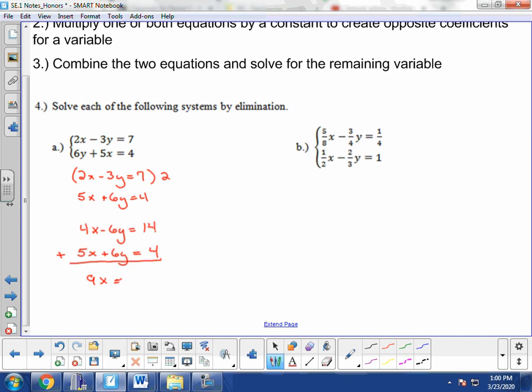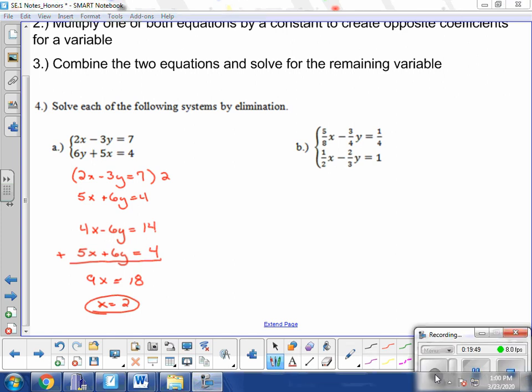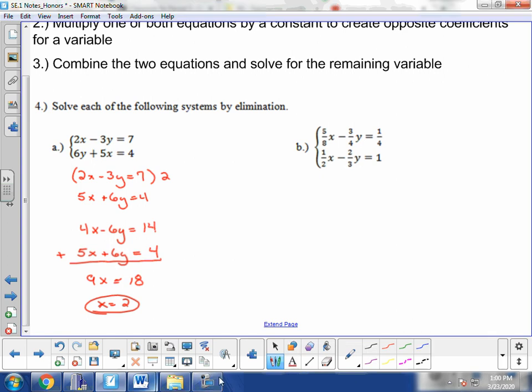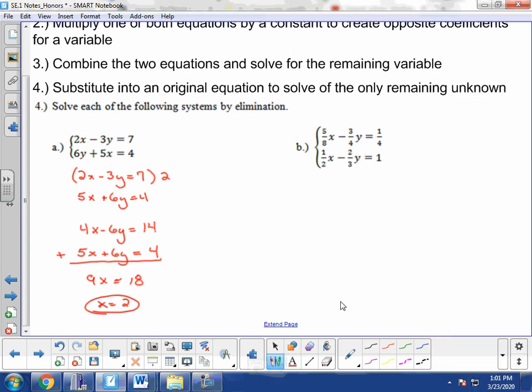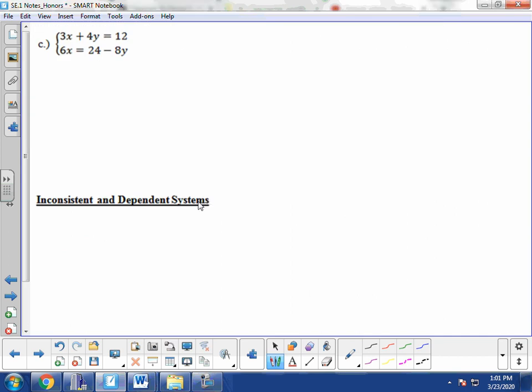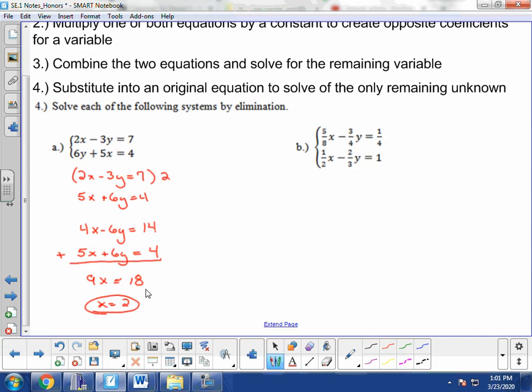14 plus 4 is 18, and now this gives me an equation that I can solve for. I can divide by 9, and so now I know that x is going to be equal to 2. So what we did here is we used that elimination method to get rid of one of the variables and solve for the other. And now we can do what we did in the last question and substitute this x into either equation to solve for the only remaining unknown variable.